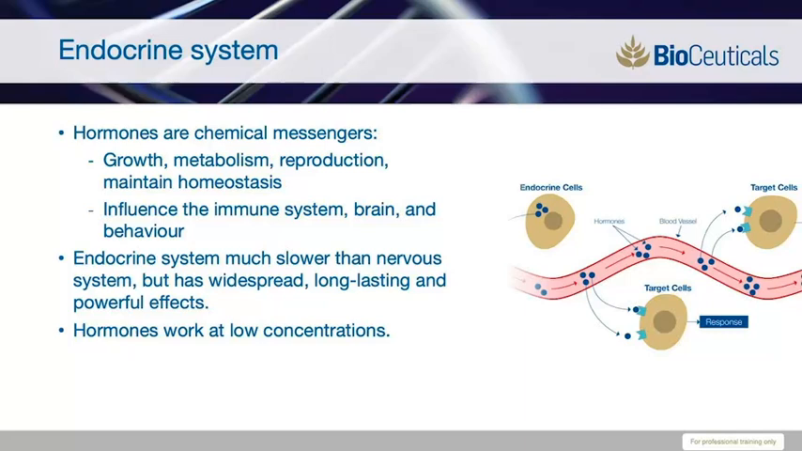So hormones are chemical messengers. They're involved in growth, metabolism and reproduction, and are important for maintaining homeostasis. Hormones can influence the immune system, the brain, and our behaviour. And the endocrine system is much slower than the nervous system, but it has widespread, long-lasting effects.